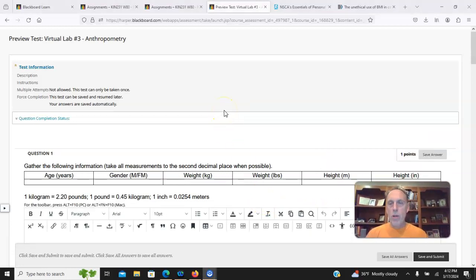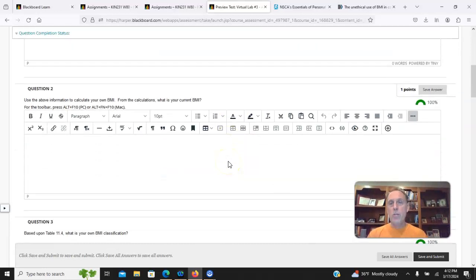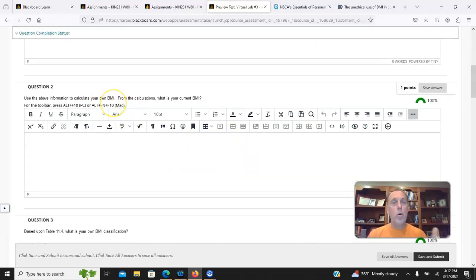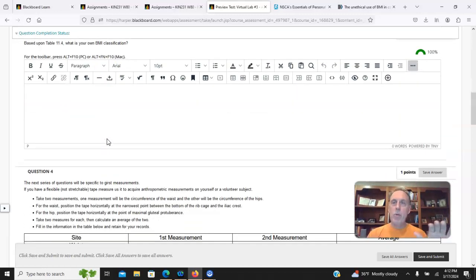What I'm looking for here is you're going to gather information either on you or it could be a very dear friend of yours. Looking for age, gender, their weight in kilograms and pounds because you'll have to convert it, and then height in meters and inches because you'll have to convert that. And you'll use that information to calculate your own BMI. And when you calculate it, you're going to put your answer in here, and then go to table 11.4 and find out what your own BMI classification is and put that in.